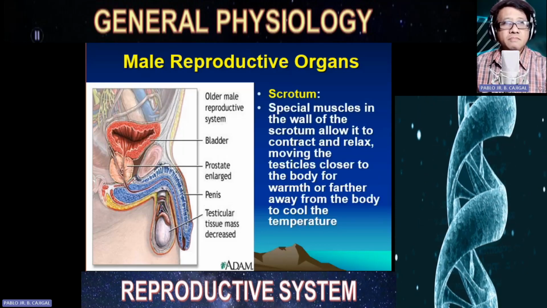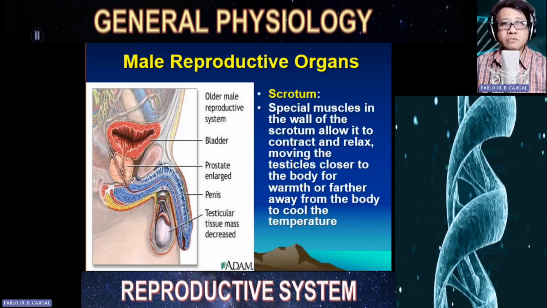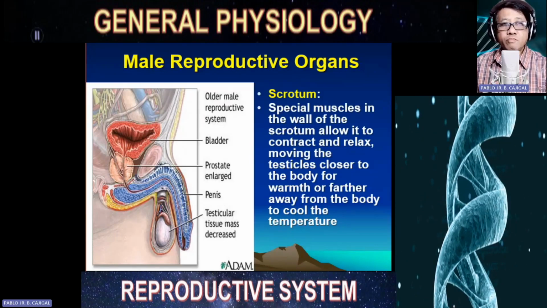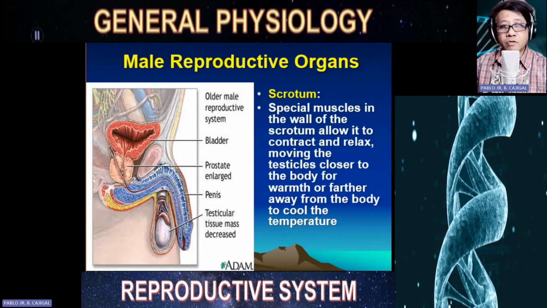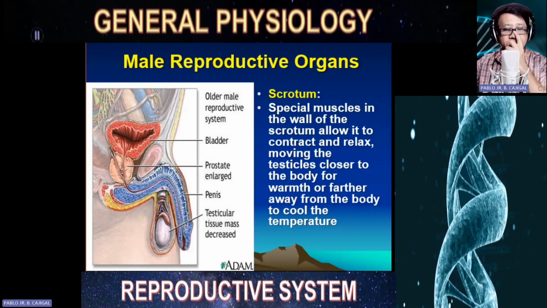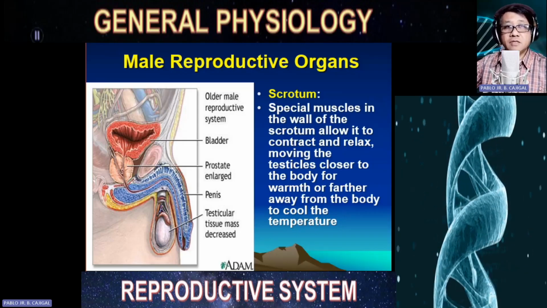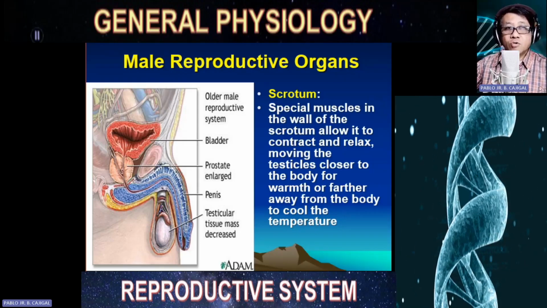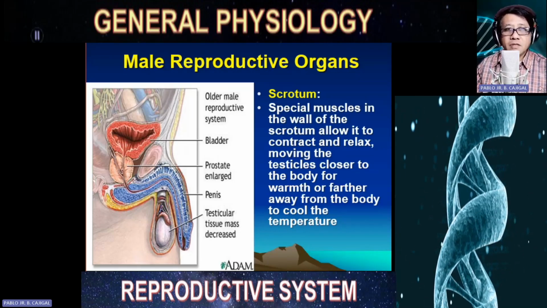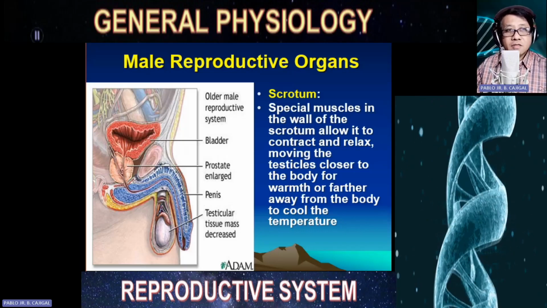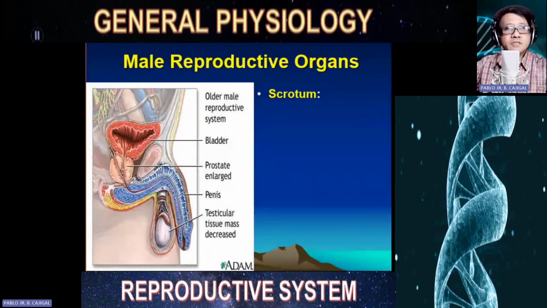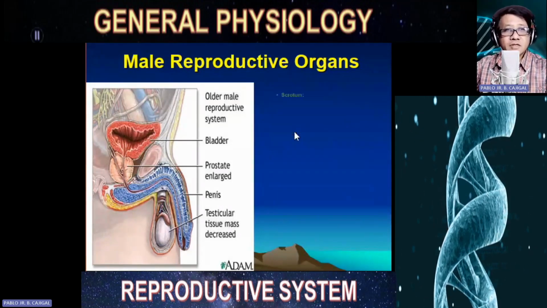Okay, so, special muscles in the wall of the scrotum allow it to contract and relax, moving the testicles closer to the body for warmth or farther away from the body to cool the temperature. Yan, no? So, may mga special muscles sa scrotum na nagko-contract para ilapit konti yung testicles sa abdomen para uminit or ilayo yung testicles para lumamig naman. Alright, so yan yung function ng scrotum as a climate control system for the testes.